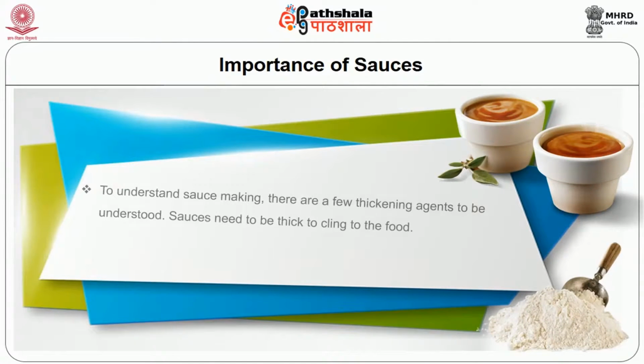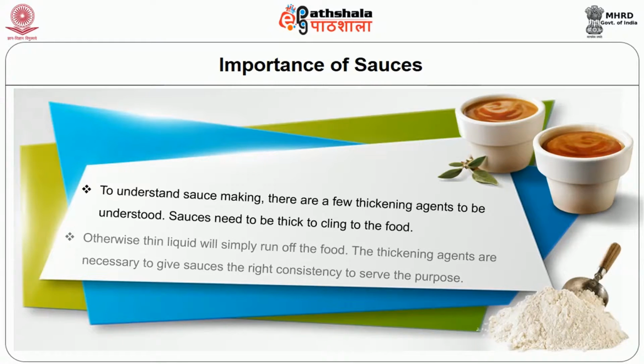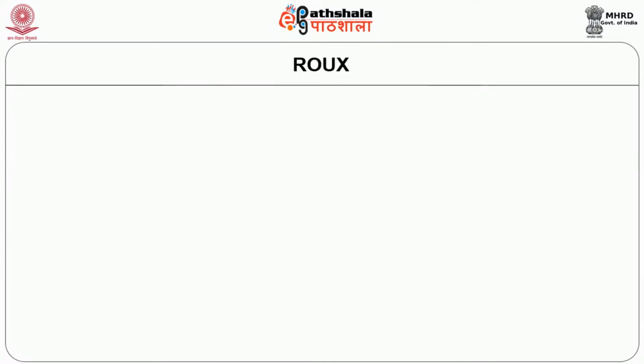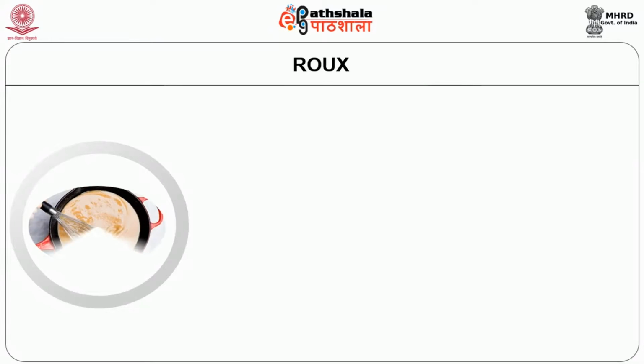Coming to the thickening agents, to understand sauce making, there are a few thickening agents to be understood. Sauces need to be thick to cling to the food, otherwise thin liquid will simply run off the food. The thickening agents are necessary to give sauces the right consistency to serve the purpose. Now, let us learn in detail about the very popular thickening agent, that is roux.